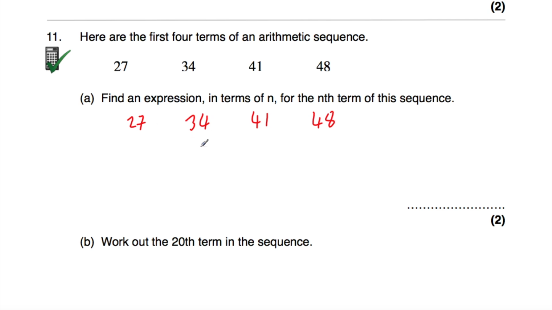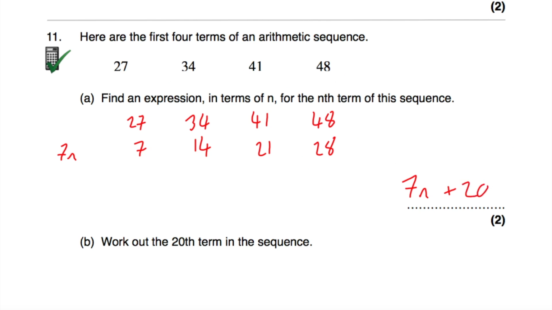I can see they're getting bigger by 7 each time. To get from 41 to 48, we add 7, and add 7. So let's write down 7n, and that would be 7, 14, 21, and 28. You can actually see we're adding 20 each time. To get our sequence, we need to have 7n plus 20. So it's going to be 7n plus 20, and that's it. That's the nth term of that sequence.